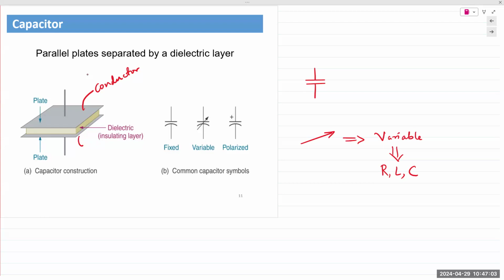Capacitors, like resistors and inductors, are not polarized. They do not have any polarity. You can connect capacitors either way. It does not have polarity except for an electrolytic capacitor.